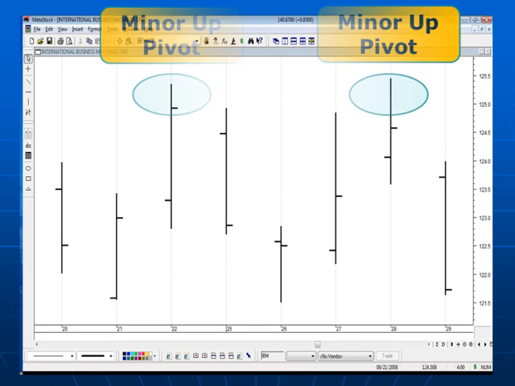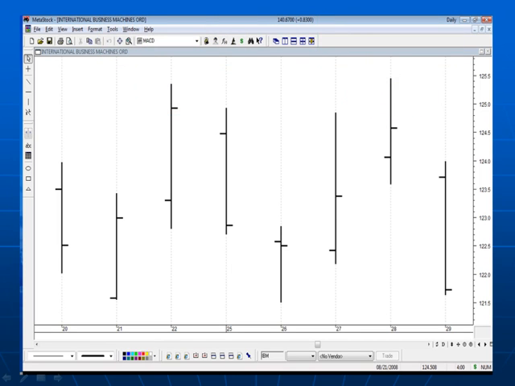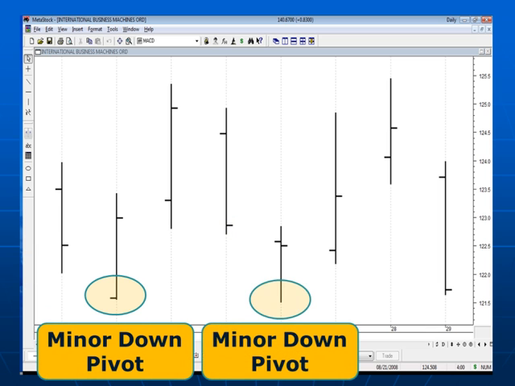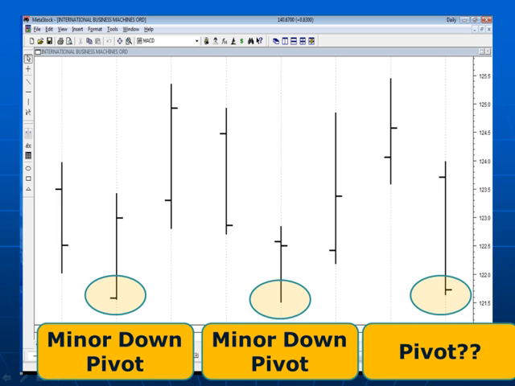And as you can see on this chart, there are two price bars that meet the definition of a minor up pivot. To identify a down pivot, we look at the low side of the price bar. If the low of the price bar is lower than the previous day's low, and it's also lower than the following day's low, then it's called a minor down pivot. As you can see on this chart, there are two price bars that meet the minor down pivot rules. One thing that you might ask though is, what about this price bar on the far right hand side? And the answer is that we don't know, and we won't know until the next bar finishes forming.